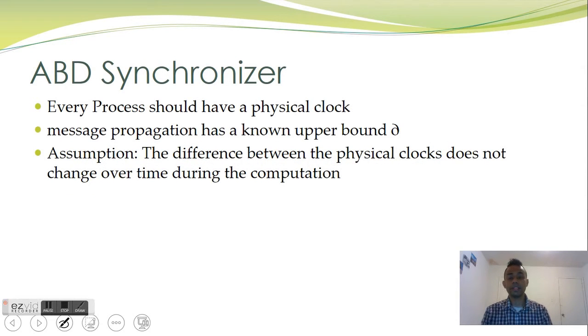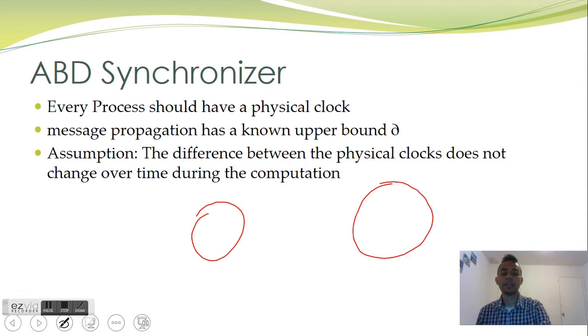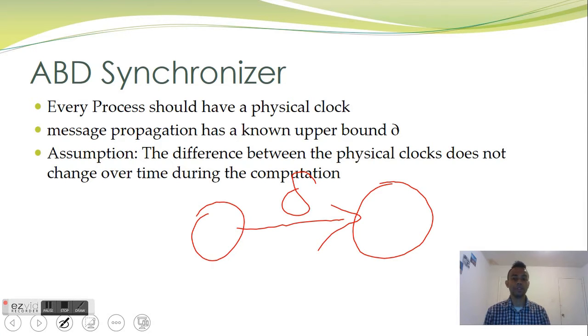The asynchronous bounded delay synchronizer works on the assumption that every process has a physical clock and the message propagation delay has a known upper bound delta. The difference between the physical clocks does not change over time during the computation.